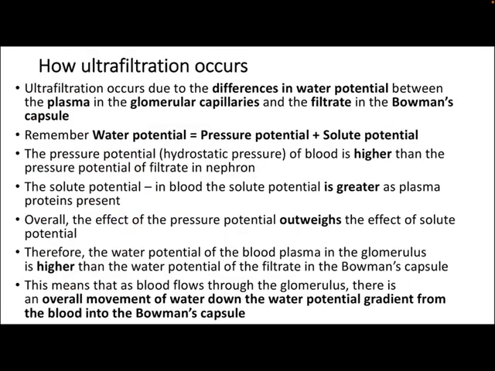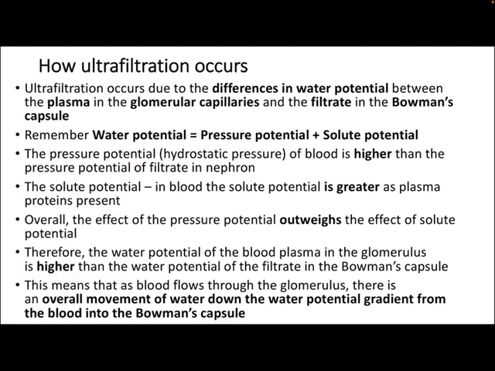So how does ultrafiltration occur? Why does it occur? It's due to the differences in the water potential between the plasma in the glomerular capillaries and the filtrate in the Bowman's capsule. If you remember our equation that we learned when we looked at osmosis in AS level, the water potential of a cell is equal to pressure potential plus solute potential.